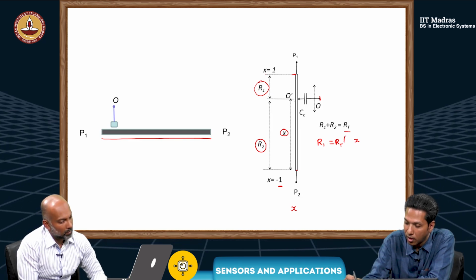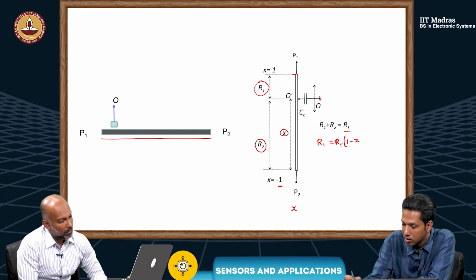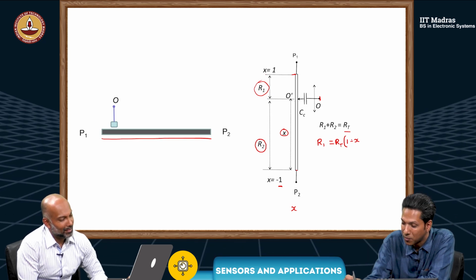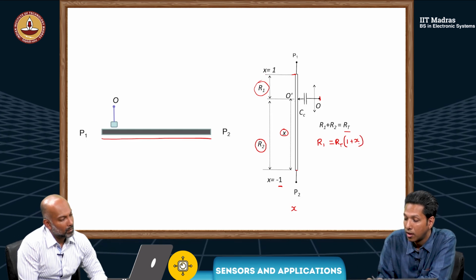So maybe RT into 1 minus X or plus X. Which one do you want to try first? Let's try plus first. Plus X. Will this work? Move it up.